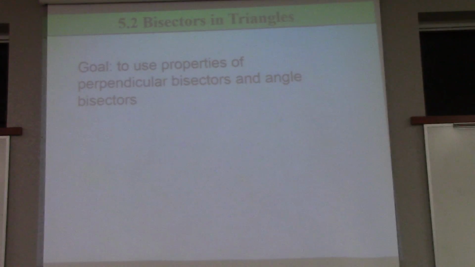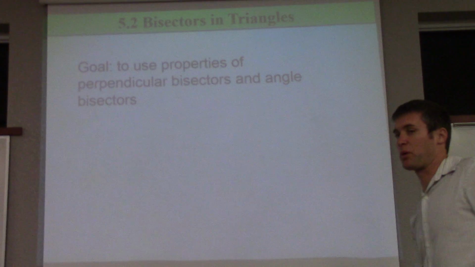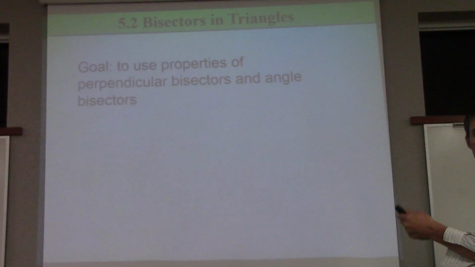Class, we're going to go over 5.2, bisectors and triangles. So we're going to use properties of perpendicular bisectors and angle bisectors. Perpendicular bisector means we have a 90-degree angle, perpendicular is 90 degrees. So we're going to talk about when we have a bisector, something that cuts it in half and meets at 90 degrees, and what our properties are for that.